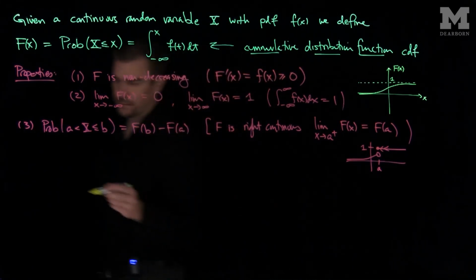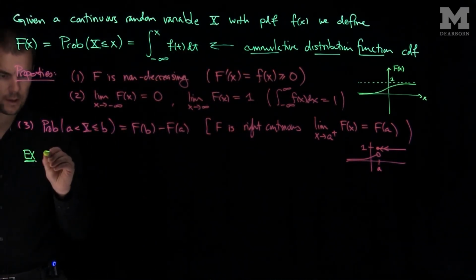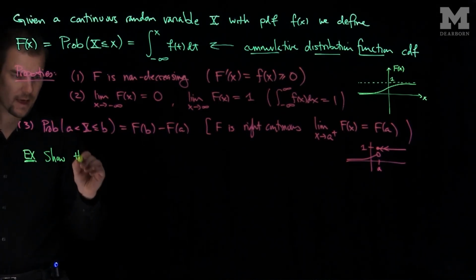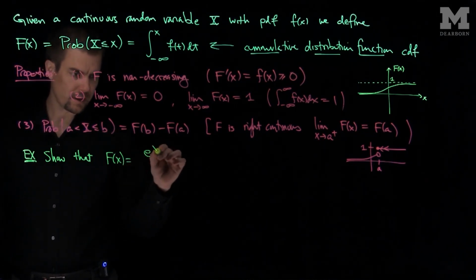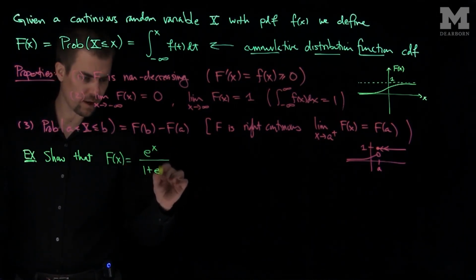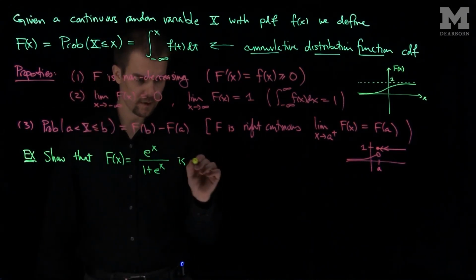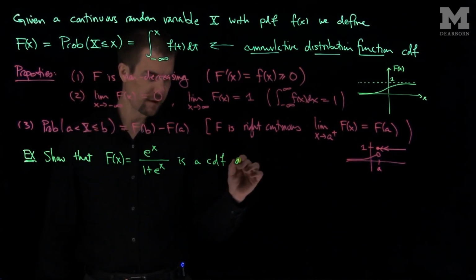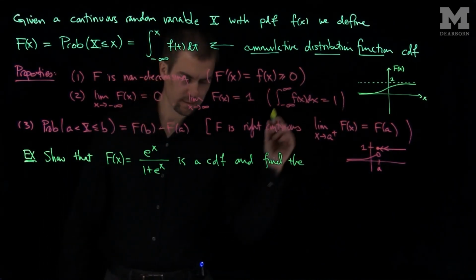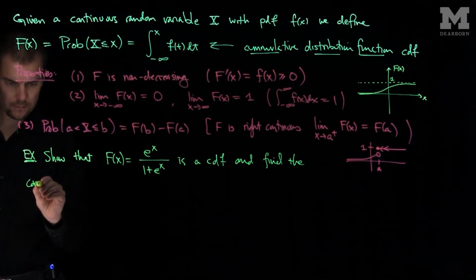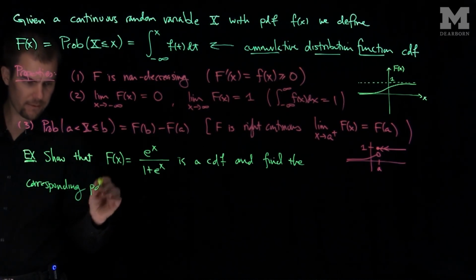So here's an example. Let's show that capital F of x, which is e to the x over 1 plus e to the x, is a CDF, and find the corresponding PDF.